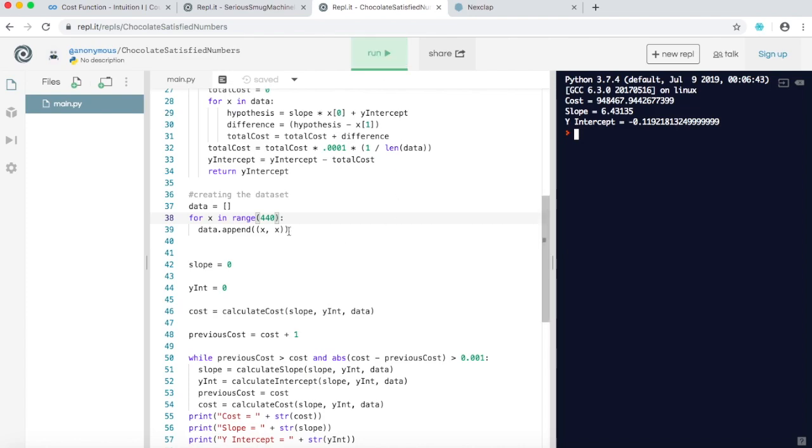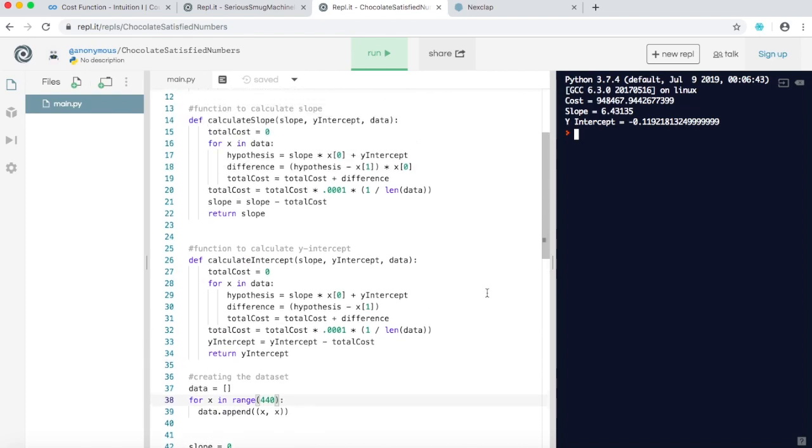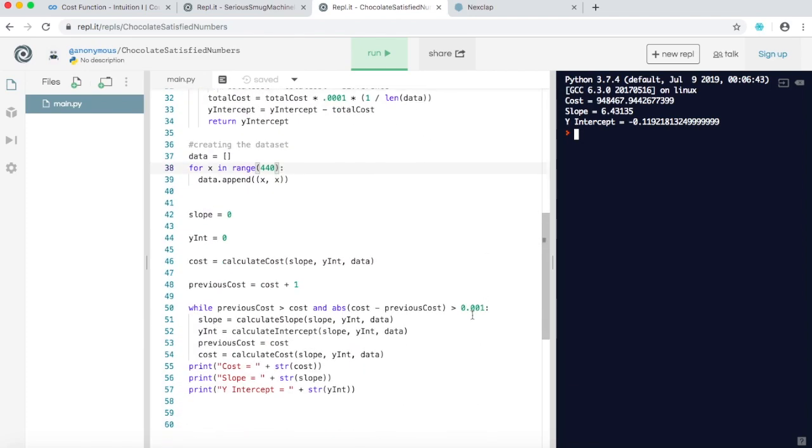So with 440 data points, we see that the slope is totally off and the y-intercept is also off. I would do two things. One, maybe adjust this number here, which is calculating when to declare convergence. It's probably too high in this case.